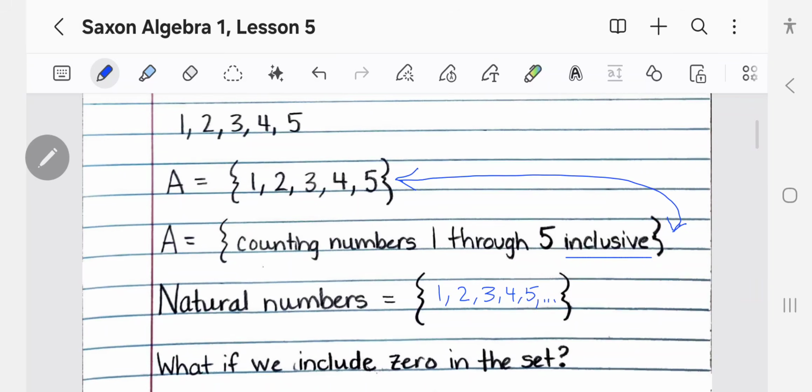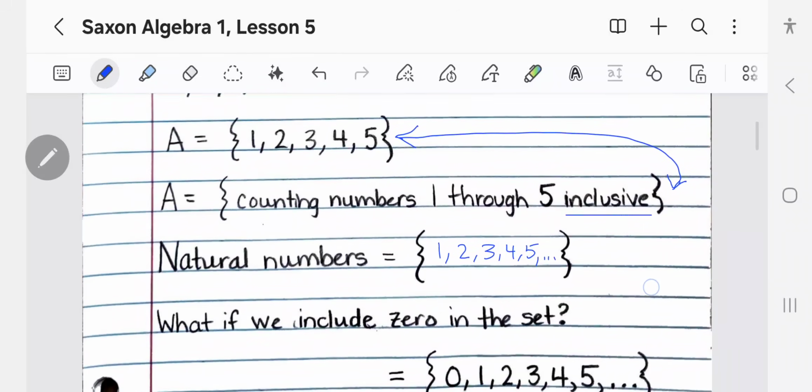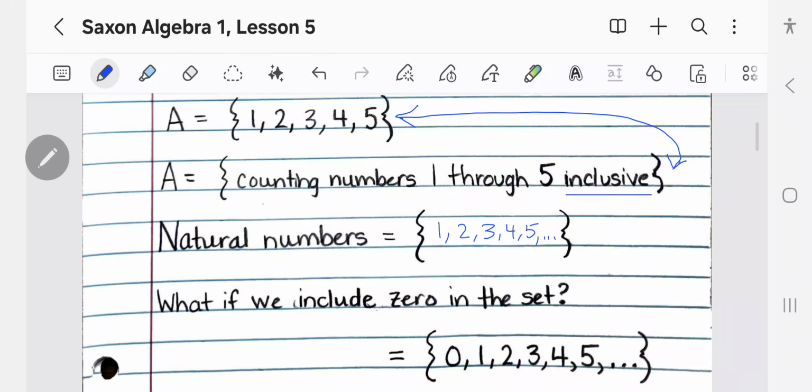What if we wanted to include 0 in that set? Okay, if we put a 0 in there, that would not be the set of natural numbers anymore. And we didn't learn about this set. I briefly mentioned it in the other video, but this set is called whole numbers. So whole numbers are just the natural numbers and then including 0.